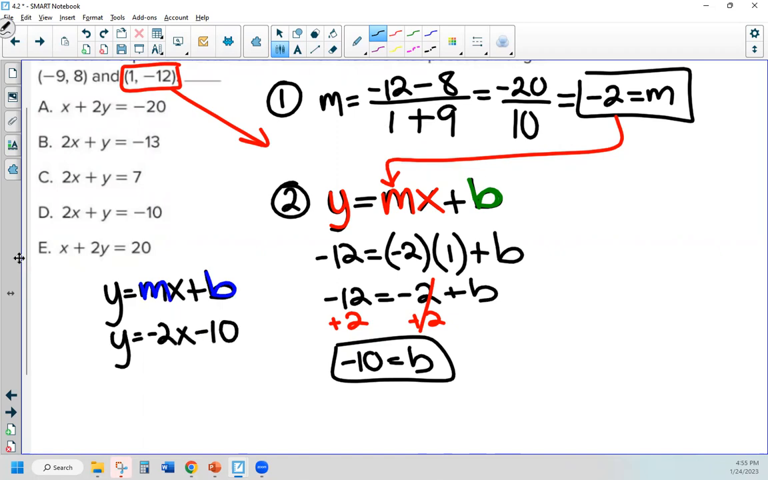What's the y-intercept, or the b? -10. Whew. Yeah, it's a lot of work. I know.